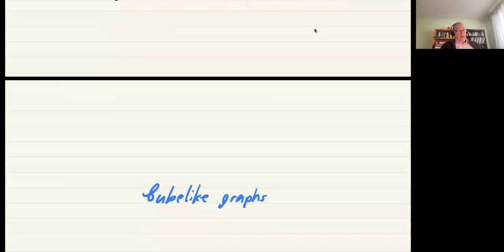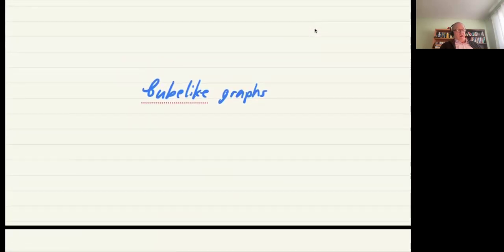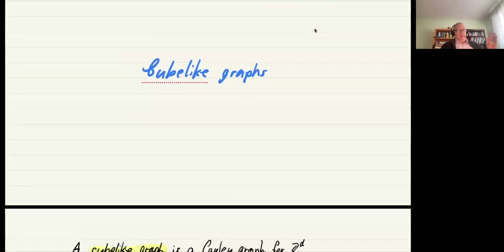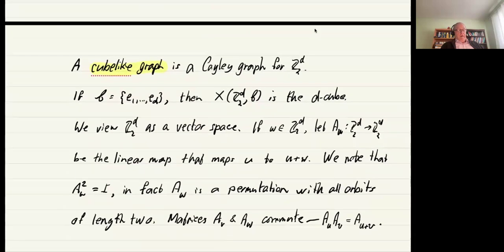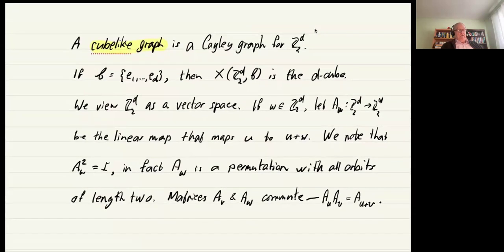I'll do it now. So I remind you the cube-like graph is just a Cayley graph for Z2 to the d. So the vertices are the binary vectors of length d, and two of them are adjacent if they differ in exactly 1 position. Okay, so that's a cube-like graph. Now if you choose the connection set, two elements are adjacent if their sum or the difference lies in the connection set. If you choose your connection set to be the standard basis, then the graph you get is a d-cube.